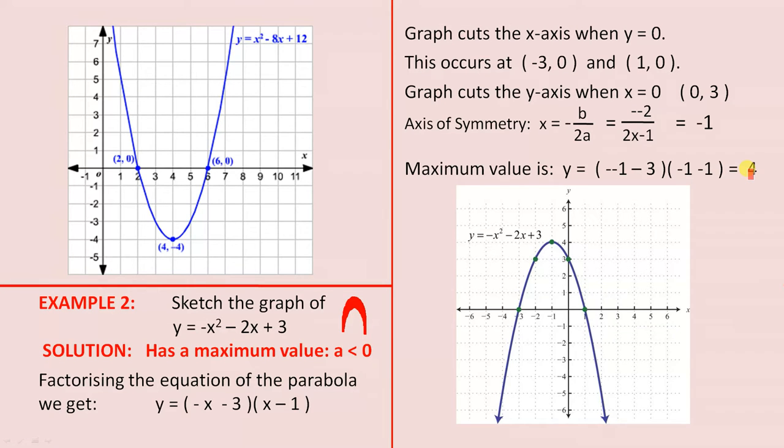So when you take all that information into account, here are the roots of the quadratic equation, -3, 0 and 1, 0. Here's the axis of symmetry, x equals -1. Here's the maximum value, right there, y equals 4. That's where the graph cuts the y-axis at 0, 3, and that's the sketch of the parabola.